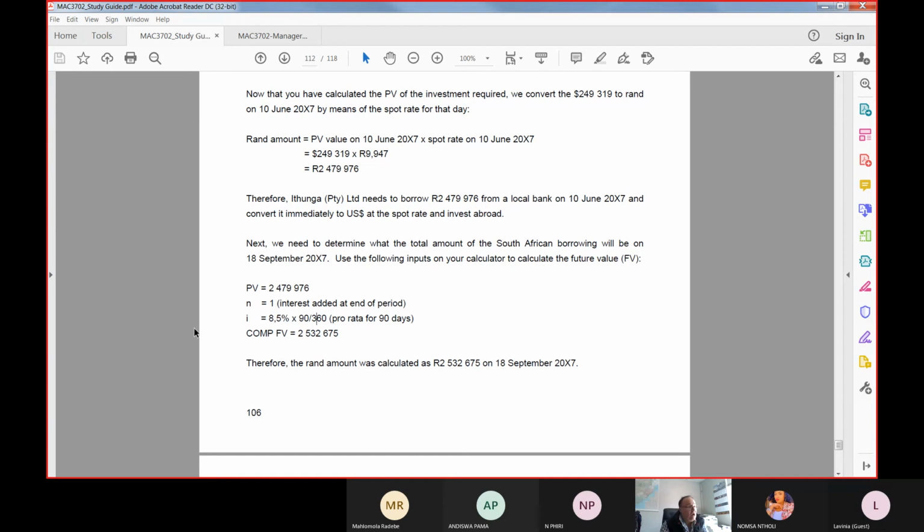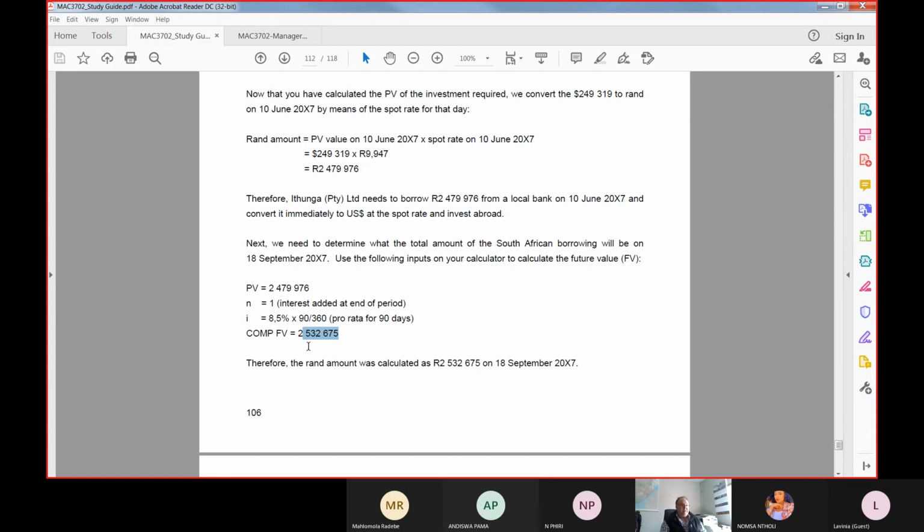So the interest rate is 0.0, or should I say 2.12%. That's what the interest rate is. Okay? The future value is 2,532,000 rand. So that is what they have to borrow. They have to have in their bank. That's how much the stock is going to cost them.